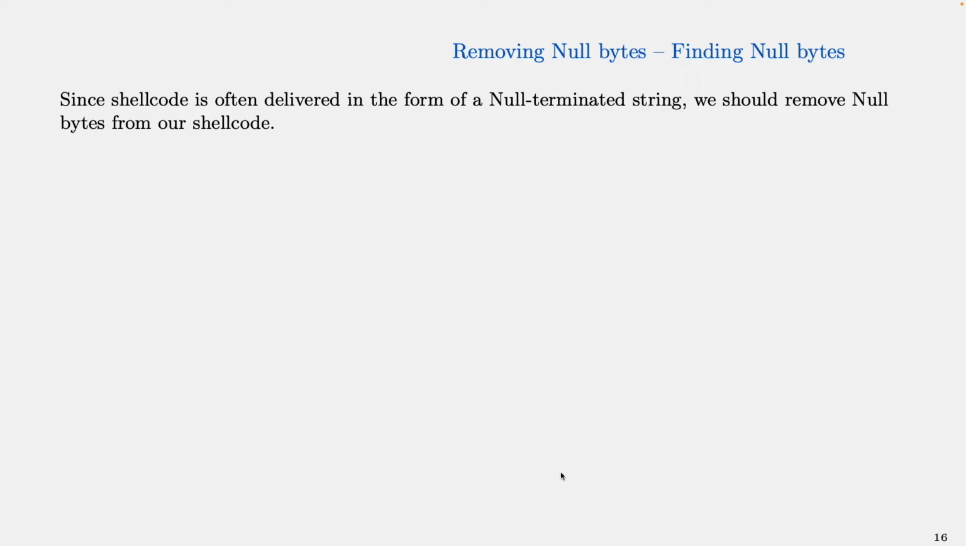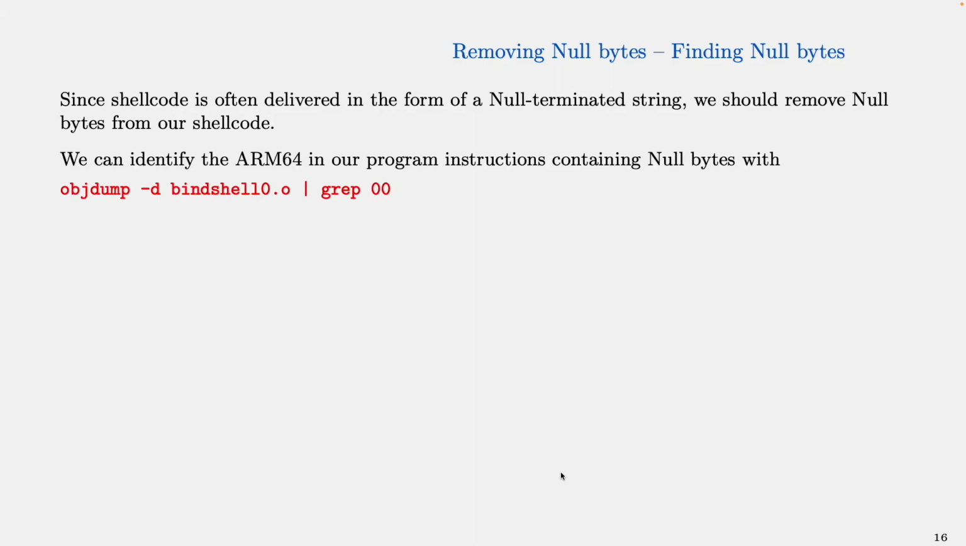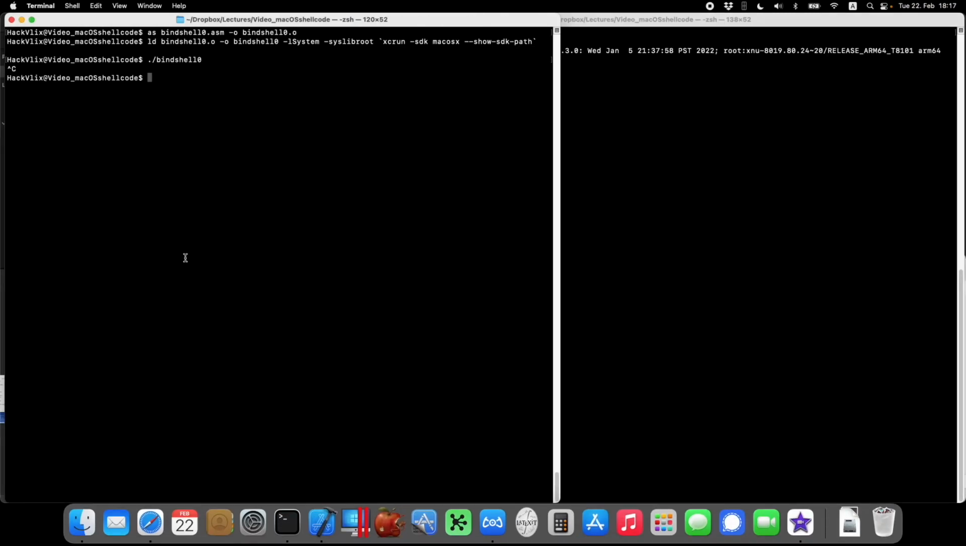And the next thing we want to do is to rid it of null bytes. And we can use the tool objdump with its -d option to disassemble our shell and view its binary code. Let us see how that works. So we only need the object file for that, not the linked binary file.